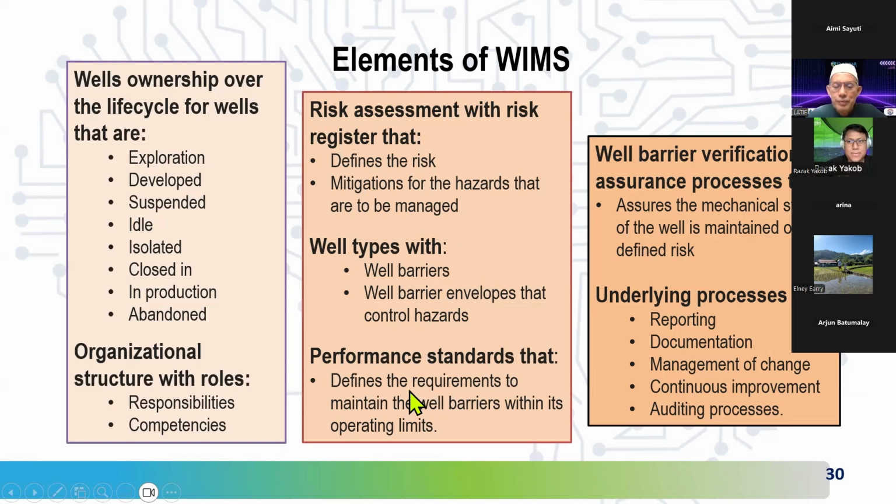Okay, so performance standard, of course, it's quite normal. We have the standard for each barrier. Well barrier verification, more or less by checking again the barrier condition, verification, approval, and so on. So the underlying process is normally like, once we have done a good job, you have to do proper reporting, put the documentation properly in your database, and record your management of change so people can see it and more or less follow the step or suggestion when we have the same issue.